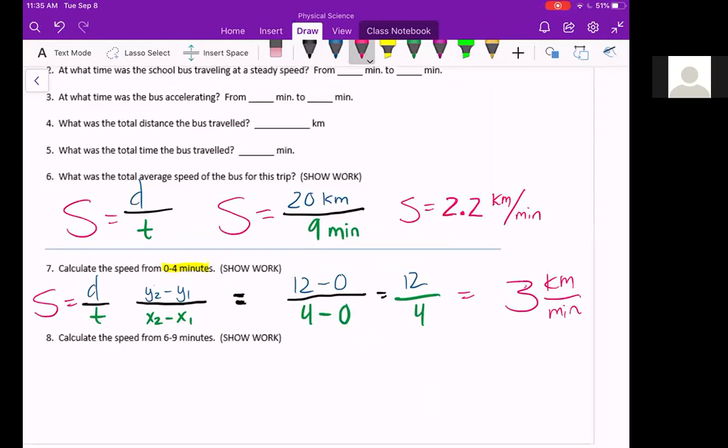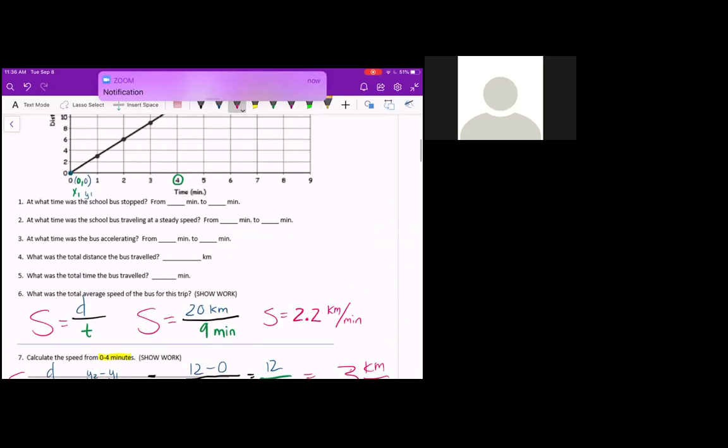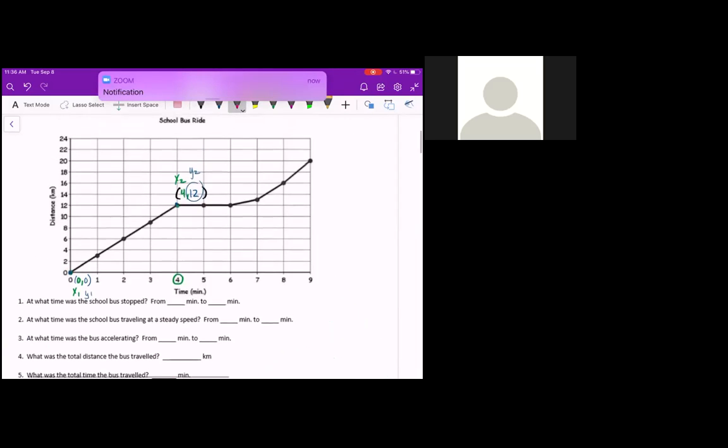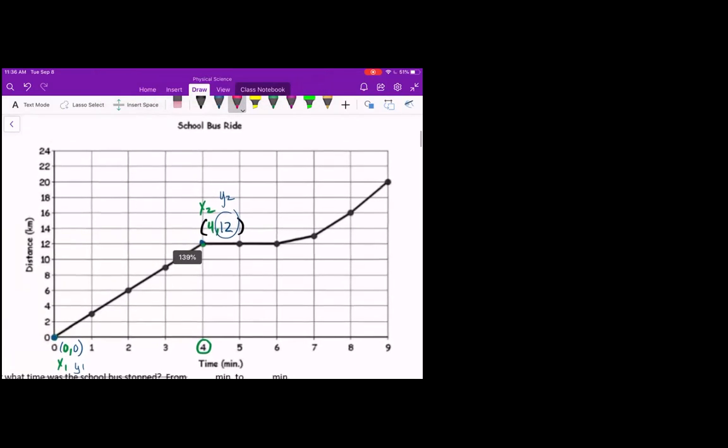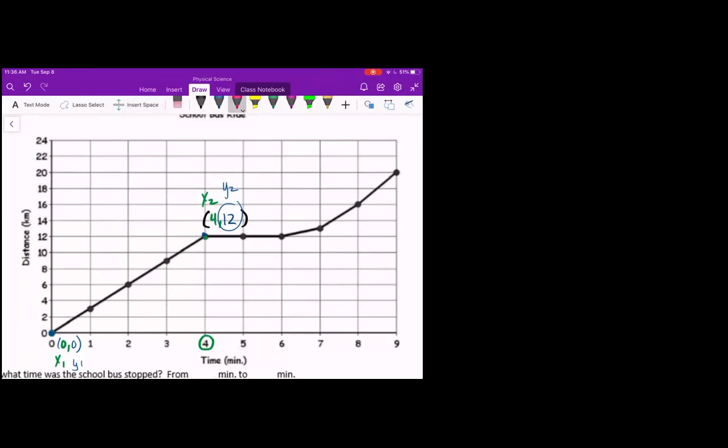Everybody's going to do it, and then I'm going to do a Mentimeter and see if you got the right answer. So everybody's working on it. Make sure you know how to do this. I'm going to put the graph back up. So here is the graph now. So 6 to 9 minutes. I'm going to make the graph as big as I can so you can see it. I'm going to give you a couple minutes to work on that. See if you can figure out the speed from 6 to 9 minutes.